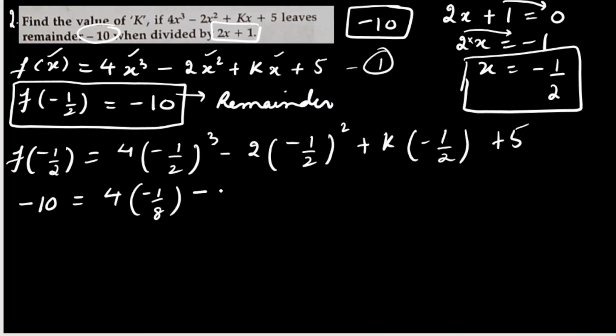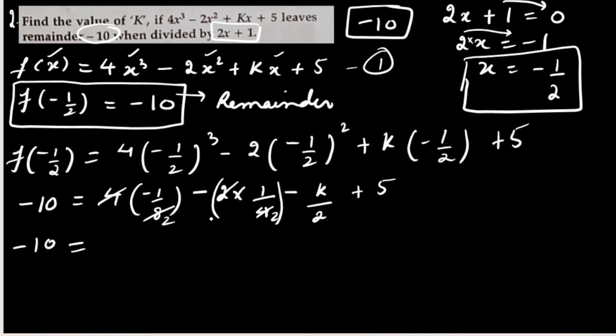Then minus 2. The square of a negative is always positive. So 2 into positive 1 by 4, positive 1 by 4. So this will be minus k by 2. K into 1 by 2 is minus k by 2 plus 5. So minus 10 is equal to, here we can do cancellation. 4 into 1, 4 into 2, 2 into 1, 2 into 2. Wherever multiplication is happening, at those places we can do cancellation. So here what we have got now, minus 1 by 2. This is minus k by 2 plus 5.